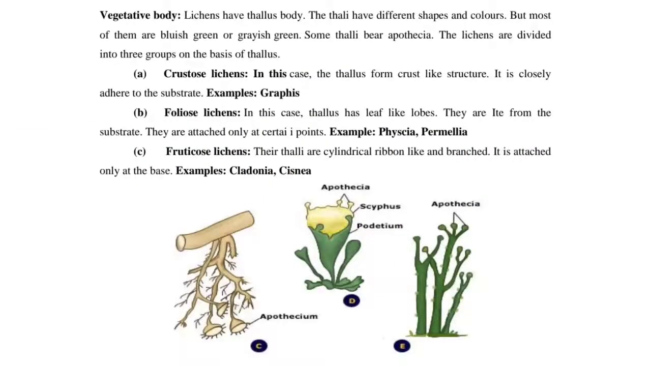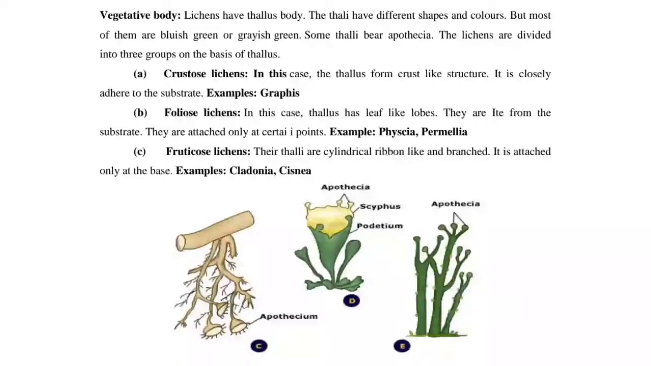Vegetative body. Lichens have a thallus body. The thalli have different shapes and colors, but most of them are bluish-green or grayish-green. Some thalli bear apothecia. The lichens are divided into three groups on the basis of thallus. A. Crustose lichens. In this case, the thallus forms a crust-like structure. It closely adheres to the substrate.